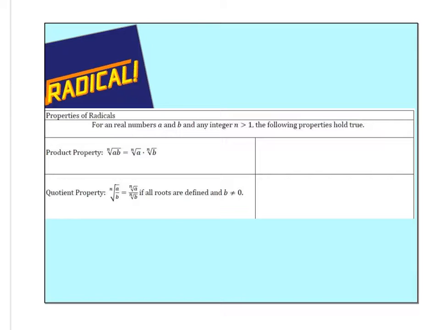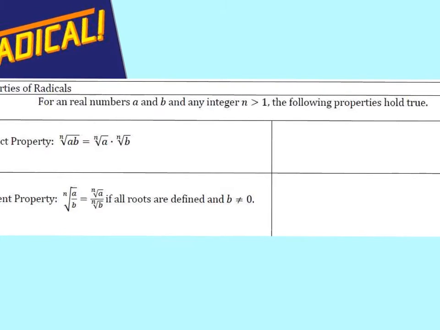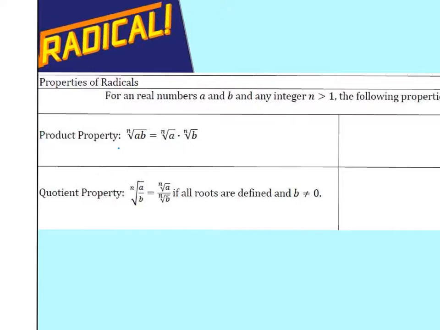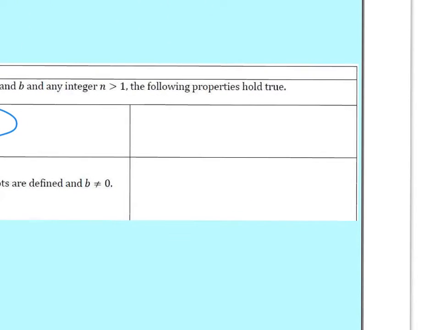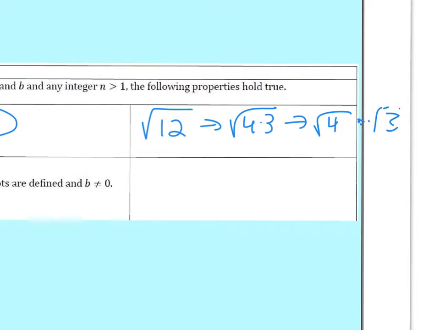A couple of big ideas to remember for radicals. The bigger idea is this: anytime I've got a product of two things underneath the square root, I can separate it. So if I've got the square root of 12, I can write that as the square root of 4 times the square root of 3, so I can break that apart.